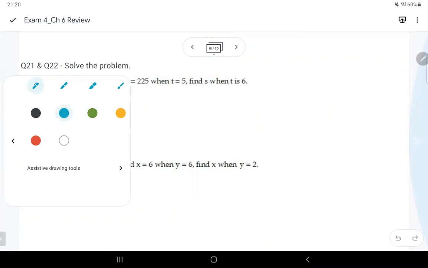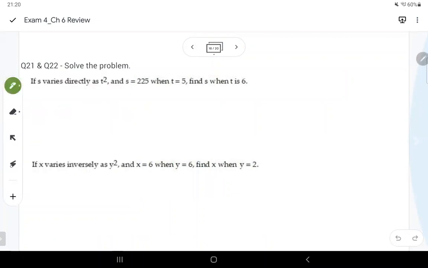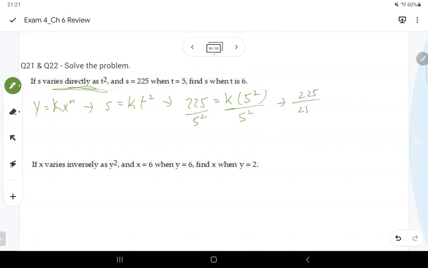Nearly done. So for this one, we have varies directly. So we would use y equals kx to the n. We're going to do s equals kt squared. 225 equal to k 5 squared. 5 squared is 25. Okay, that's part of it. Once you have that, you then have to put it back in.